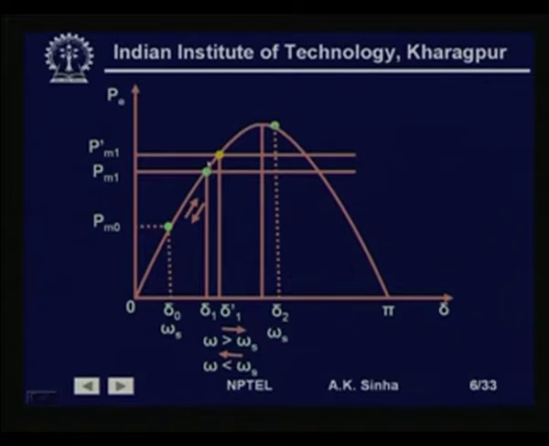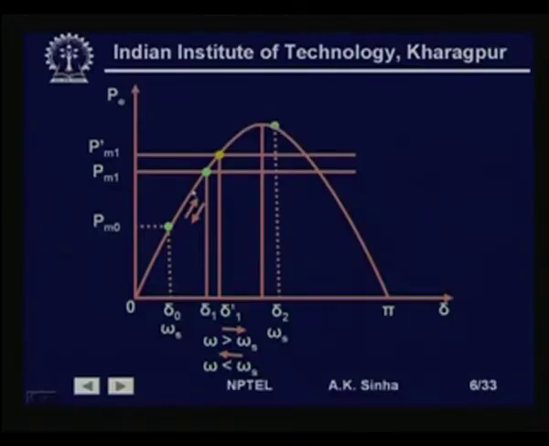When it reaches this point, again electrical output is the same as the mechanical input, but what is the speed now? The speed is now subsynchronous, that is less than the synchronous speed. So, even though mechanical input and electrical output are equal, since the speed of the rotating system is less than the synchronous speed, and we are measuring delta with respect to the synchronously rotating reference frame, delta will keep on reducing further. As it goes below this point, electrical output now becomes less than the mechanical input. So, we will get accelerating power available, that is from subsynchronous speed.